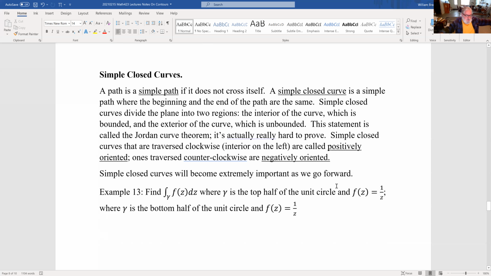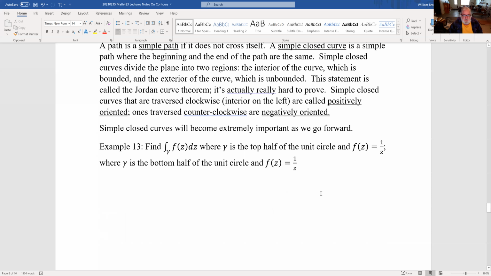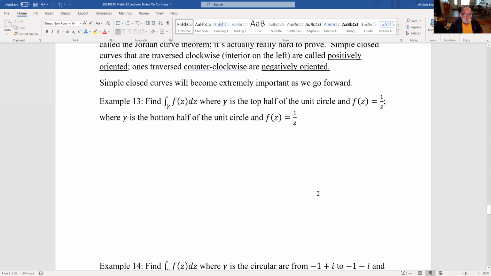If the interior is on the left as you go around, that's positively oriented. Ones traversed clockwise are negatively oriented. So simple closed curves will become extremely important as we go forward. Here's an example where we want to integrate along the top half of the unit circle and the bottom half of the unit circle.